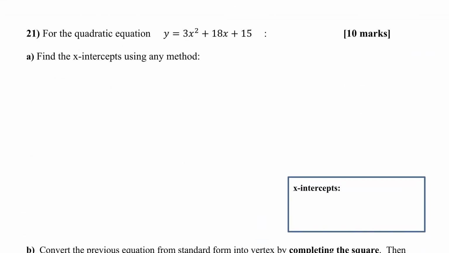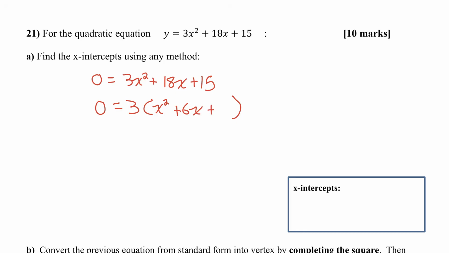Question 21 says for this quadratic, find the x-intercepts using any method. Well, if I want the x-intercepts, I know at an x-intercept, the y value is 0. So I'll set y equal to 0, and then to solve a quadratic equation that's set to 0, I could try by factoring first. I notice the a value is not 1, but I could common factor it out from all 3 terms. So when I divide all 3 terms by 3, I get x squared plus 6x plus 5.